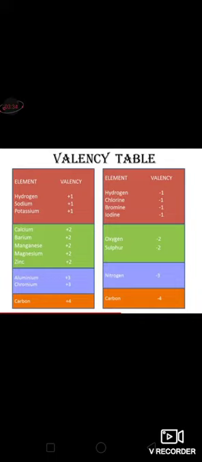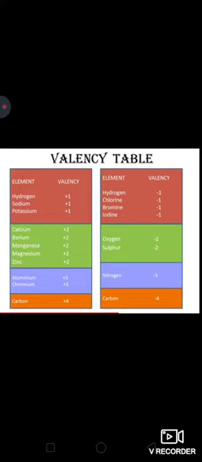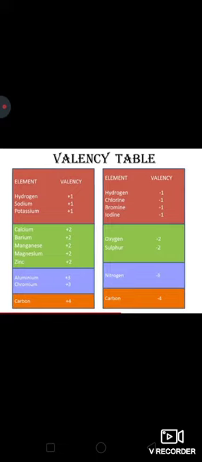I am showing you the valency table. See, the valency table is given here. The valencies are always expressed in whole numbers. In this table we can easily identify that the valency of most of the elements is between 1 and 4. Elements with valency 1 are called monovalent, elements with valency 2 are called bivalent, elements with valency 3 are called trivalent, and so on.